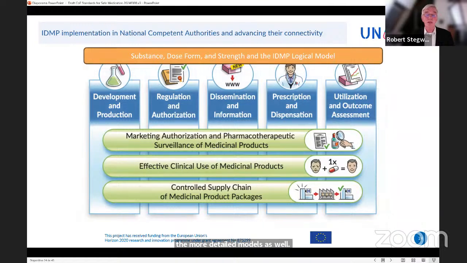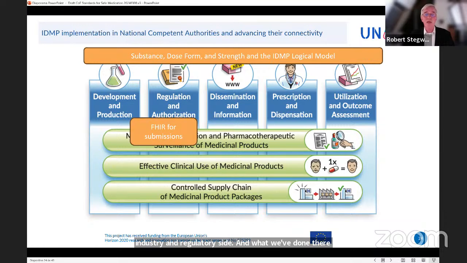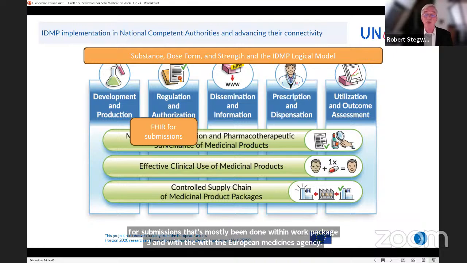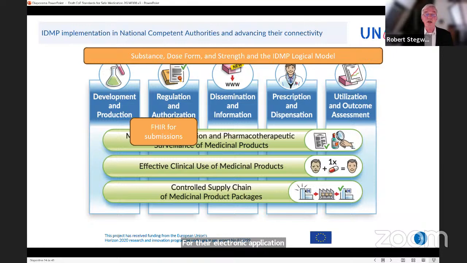So if we go to the next one, we can first look at the industry and regulatory side. What we've done there is really look at FHIR for submissions. That's mostly been done within Work Package 3 and with the European Medicines Agency for their electronic application forms, which actually turn submissions into FHIR. And the idea is, of course, that those same FHIR specs can be used for the submissions themselves. And that's something that's being worked on. The next step in that area was we also clarified the notion of a manufactured product, because that had been kind of missing from the specifications. So we provided clarification on that.